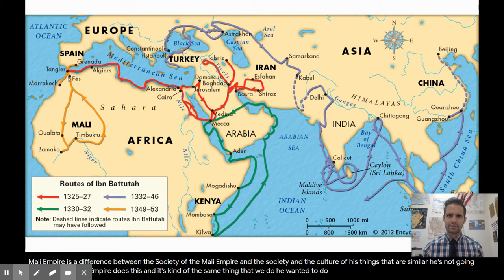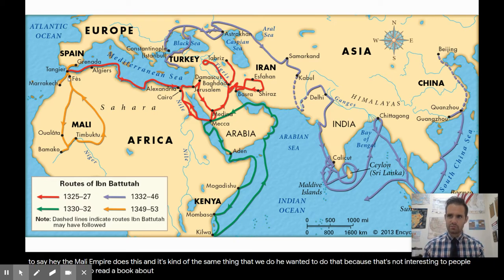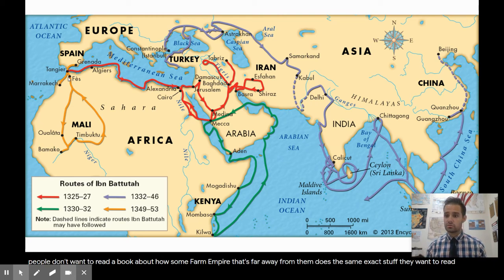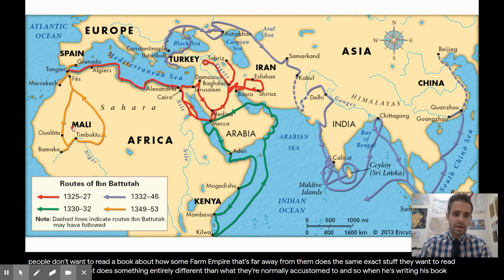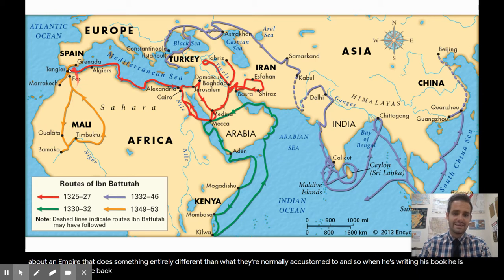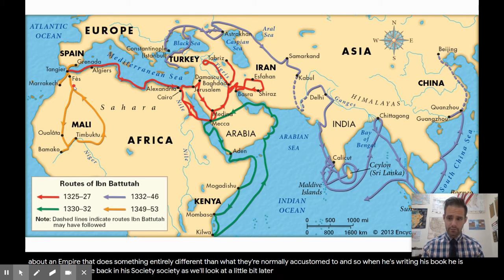We want to do that because that's not interesting to people. People don't want to read a book about how some far empire that's far away from them does the same exact stuff. They want to read about an empire that does something entirely different than what they're normally accustomed to. And so when he's writing his book, he is writing to the people back in his society. As we'll look at a little bit later in this unit, we're going to see that it's incredibly important to keep in mind who the author is and who the audience is.